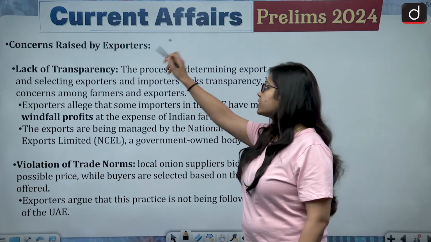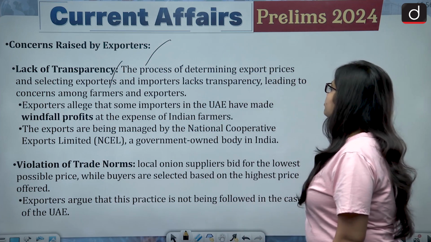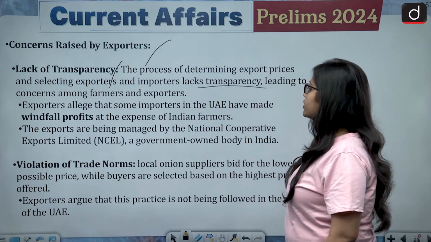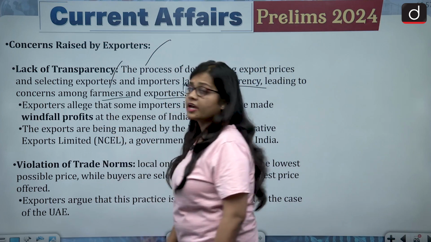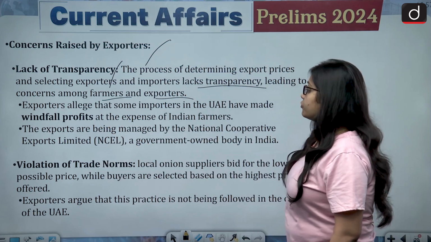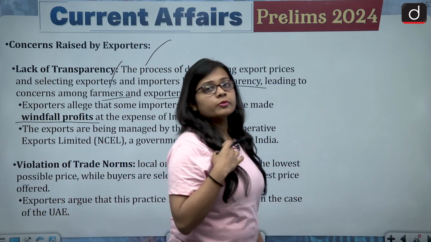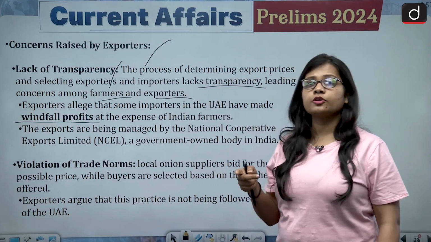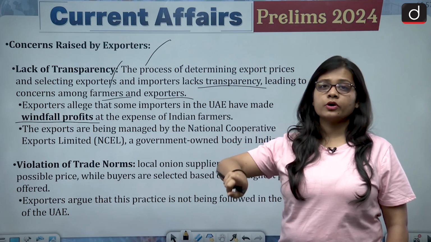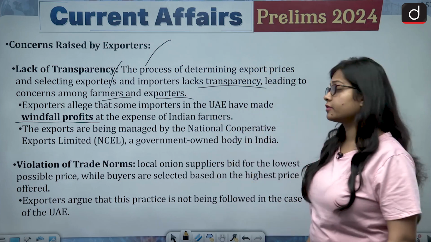So concerns raised by the exporters. First is the lack of transparency. The process of determining export prices and selecting exporters and importers lacks transparency, which is leading to concerns among farmers and exporters. Exporters allege that some importers in the UAE have made windfall profit at the expense of Indian farmers. They are buying onion from Indian farmers at a lower rate, and then selling it to the UAE population at a much higher price, and they are able to earn the windfall profits. Windfall profits means earning very high profits.